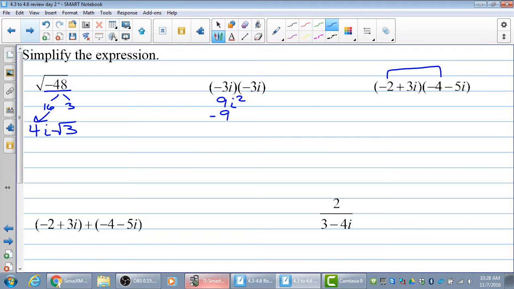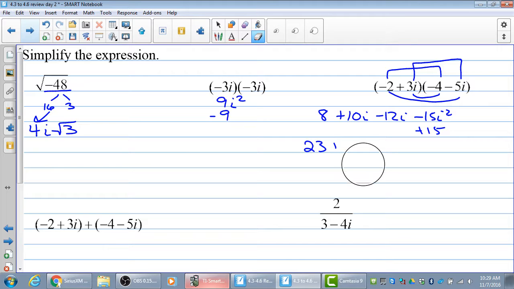FOIL. I don't have a plus or a minus in between. I got to be careful. Remember I messed that up last week. 8 plus 10i minus 12i then minus 15i squared. So first, outside, inside, and then last. First, outside, inside, last. FOIL. That's going to be plus 15 over here. Plus 15. That's 23 minus 2i.